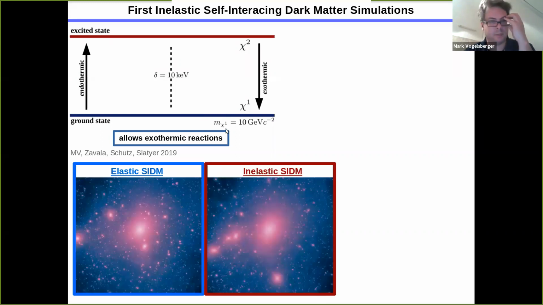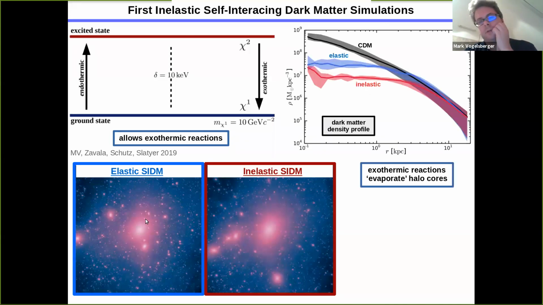Now, if you simulate such a model and compare this to the elastic counterpart, you get some interesting effects. For example, here you see the density of the dark matter, and I hope this comes through over Zoom, but the inelastic case looks just a bit more fuzzy. It's not as sharp as the elastic case. You can also see the difference in the density profile of subhalos. This is the dark matter density profile for CDM, the elastic SIDM, and the inelastic. And what you see is that the core density is lower in the inelastic case.